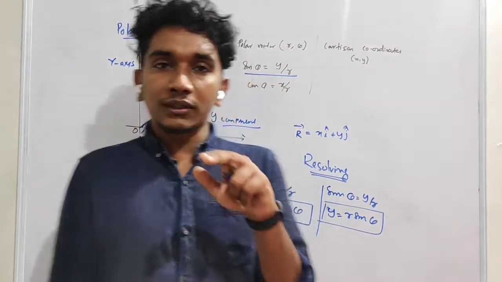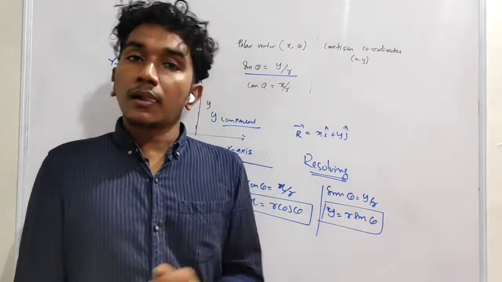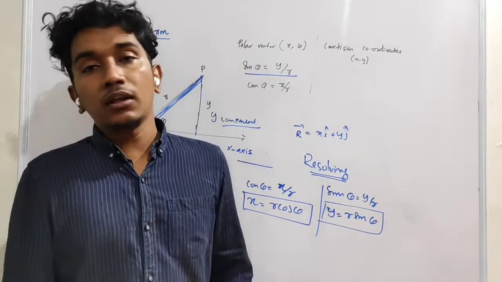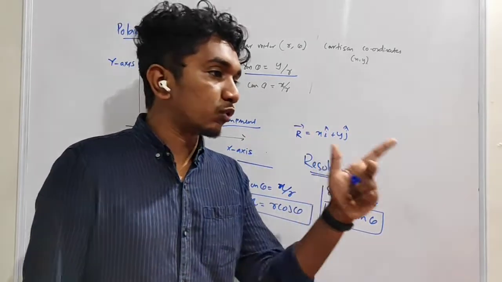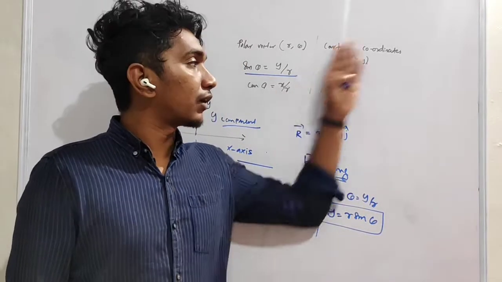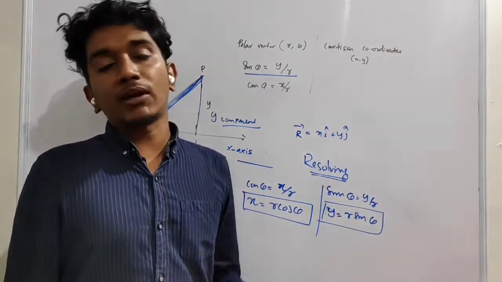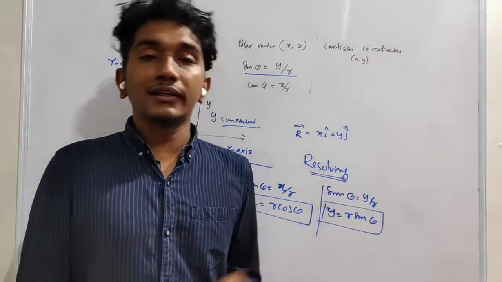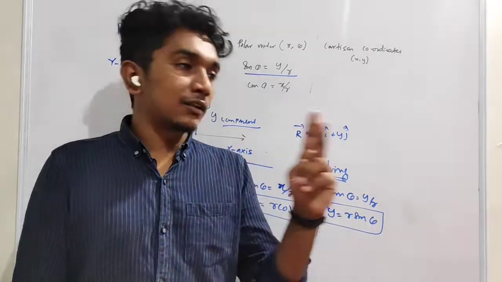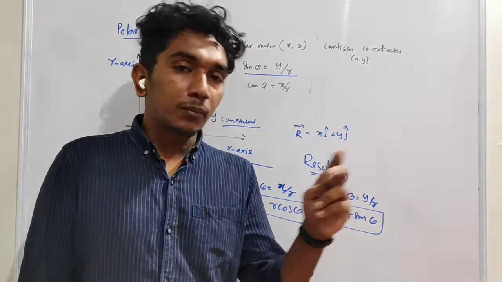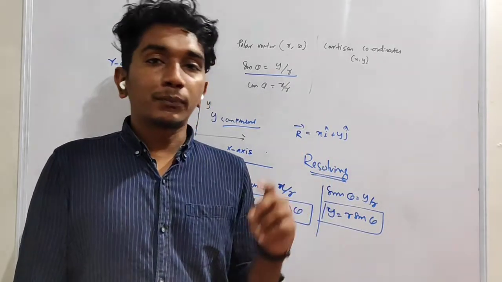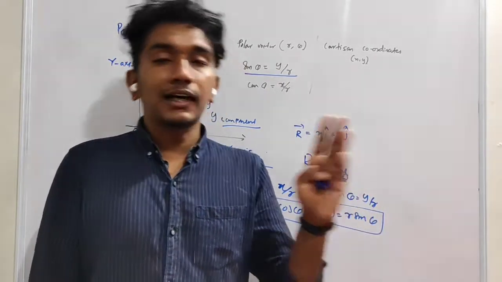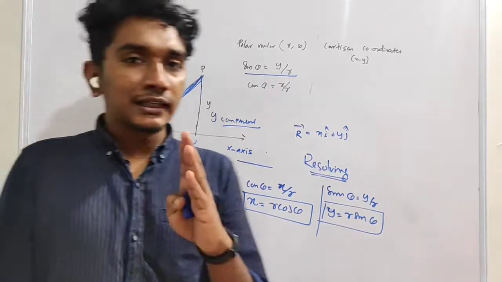So this is very important, especially when we talk about projectile motion and all. You have to be very sure about this. Any vector we can resolve into two components. I mean any vector in the xy plane we can divide into two components: one is the x component and the other one is the y component. How much is the x component? X is equal to r cos theta. And how much is the y component? Y is equal to r sin theta. That's it. Okay, I think it is very clear.